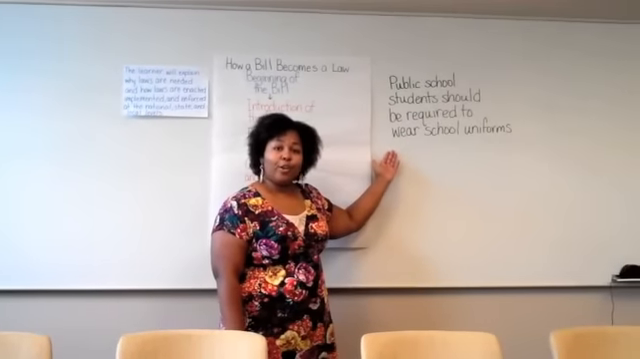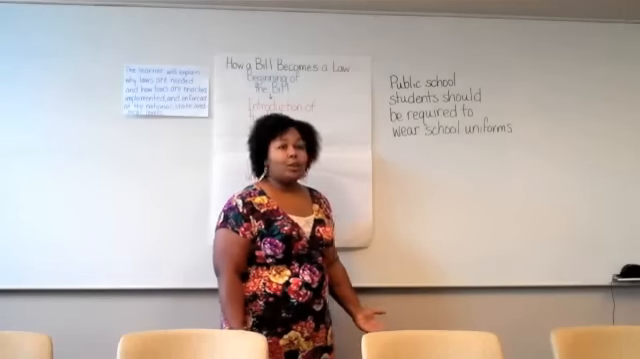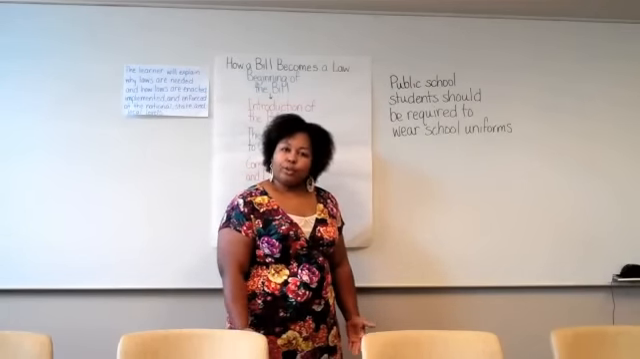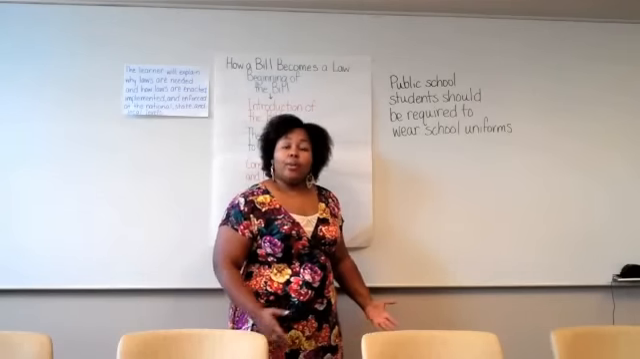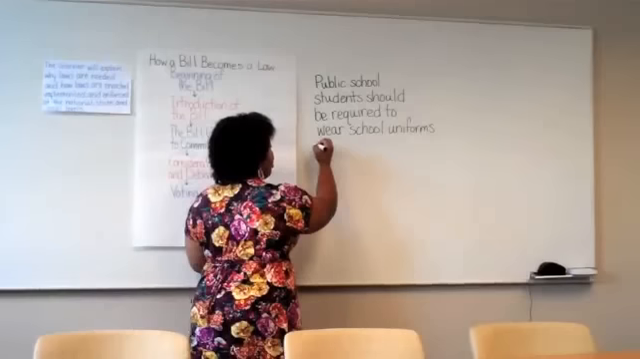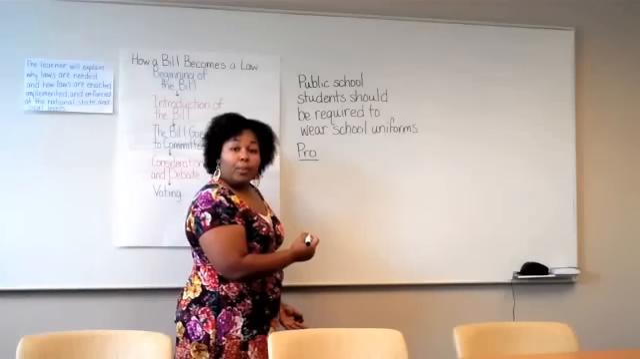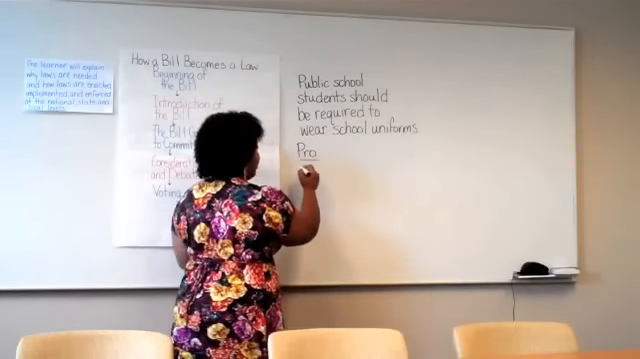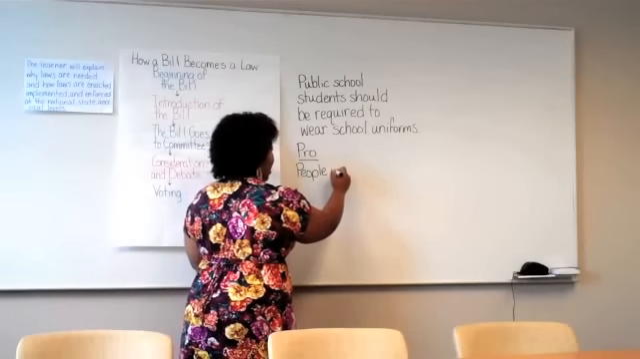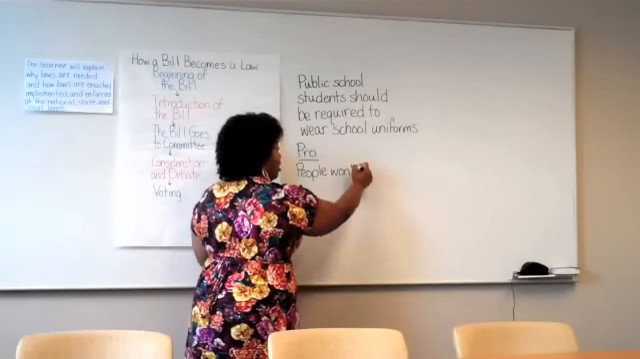So the bill that we are going to be talking about will be public school students should be required to wear school uniforms. So while we're in the committee, we have to do a little research and we have to talk about the pros and cons of this bill. So one pro of the bill would be people won't get bullied for their clothes. So I'm going to write that down, and I want you to think about a pro of why students should be required to wear a school uniform.